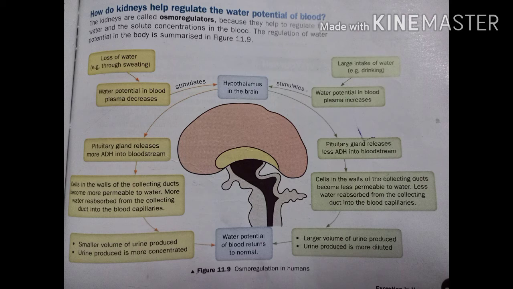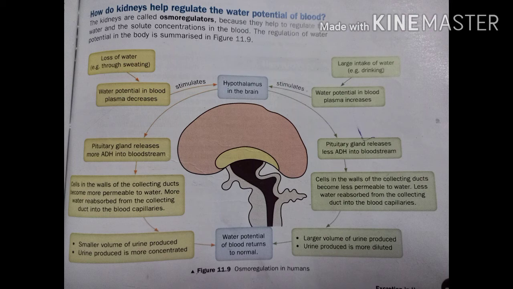Here are two conditions. First, look on the light green side of this picture. This is the condition where a high amount of water is present inside the blood. We call it a hypotonic condition. What happens here? Large intake of water by drinking. Second step, water potential in the blood plasma increases, which can stimulate the hypothalamus of the brain to release a hormone. The pituitary gland releases less ADH into the bloodstream.